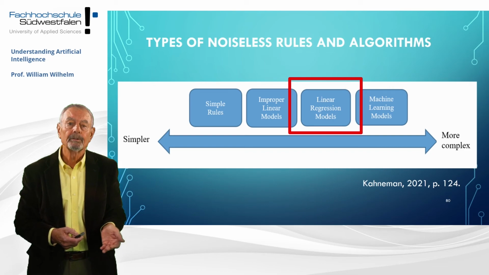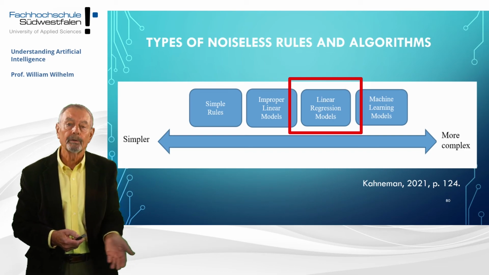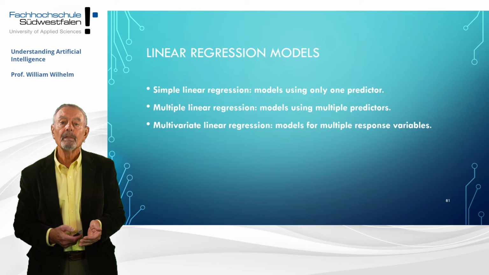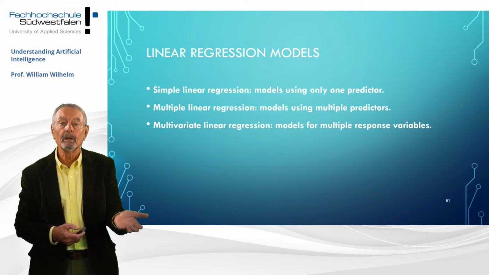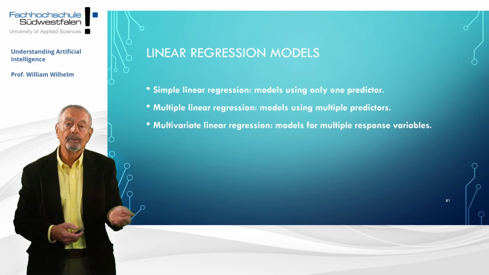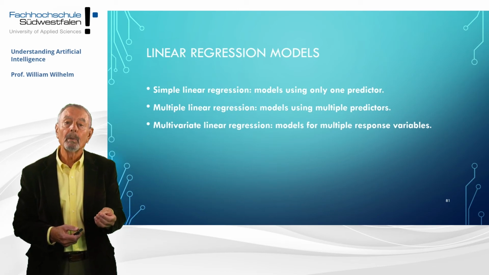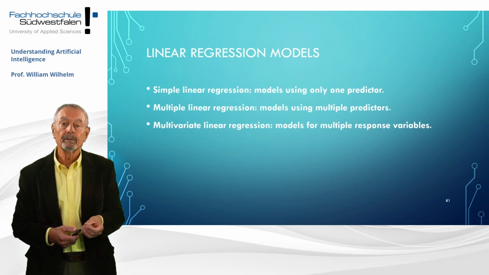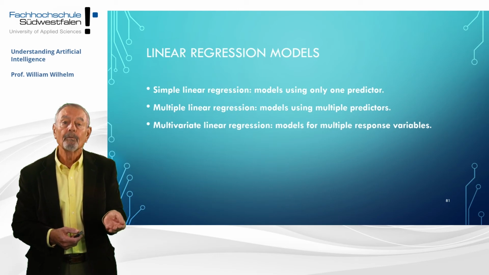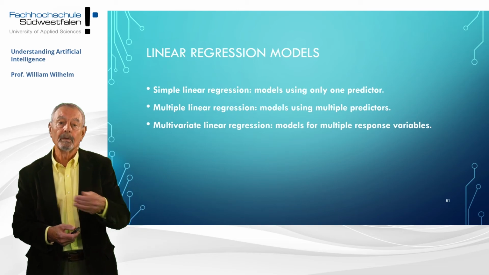Linear regression models are frequently called the workhorses in prediction algorithms. These models include simple linear regression, which are models using only one predictor, multiple linear regression, which are models using multiple predictors, and multivariate linear regression, which are models that use multiple response variables.